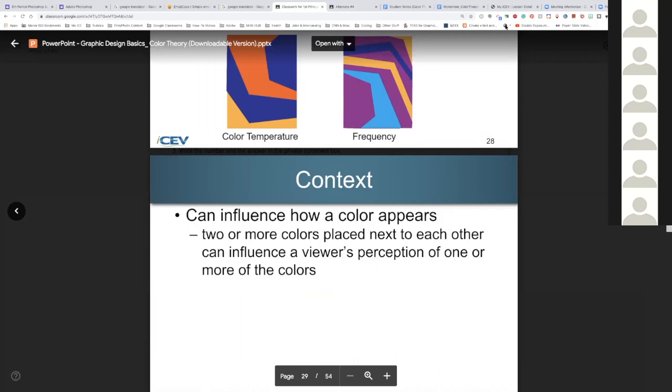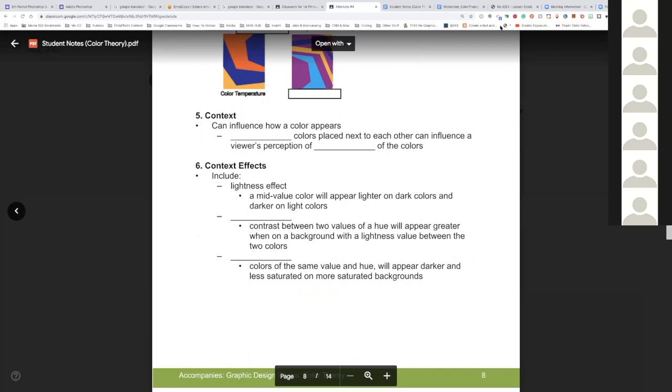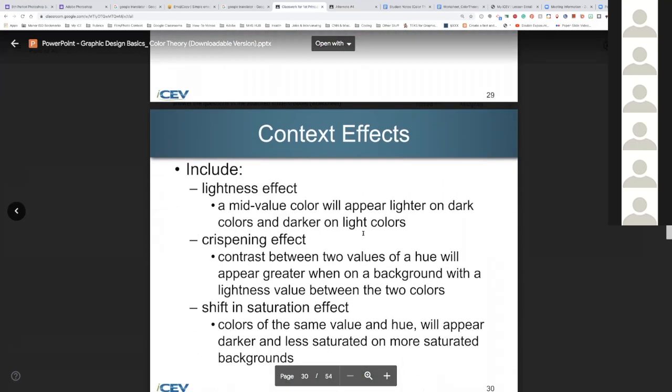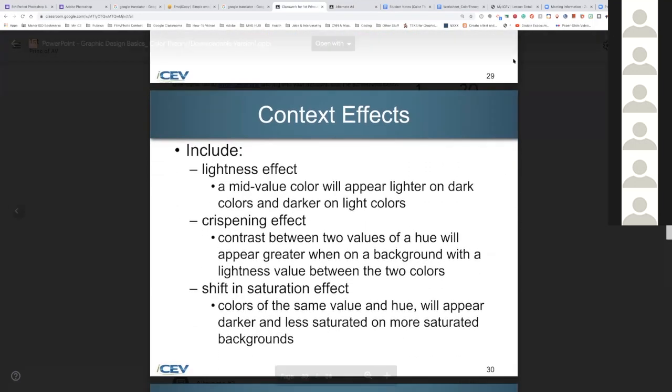Number 6 is also definition of context. It's a longer definition because it's talking about the effects, the definition of context effects. Notice that you just need to write the word for the second bullet and the third bullet. Let's go back over to our slide and let's look for the second bullet and the third bullet.